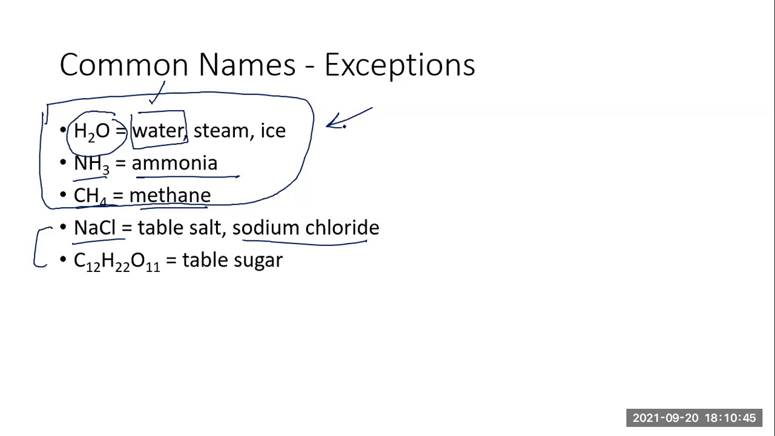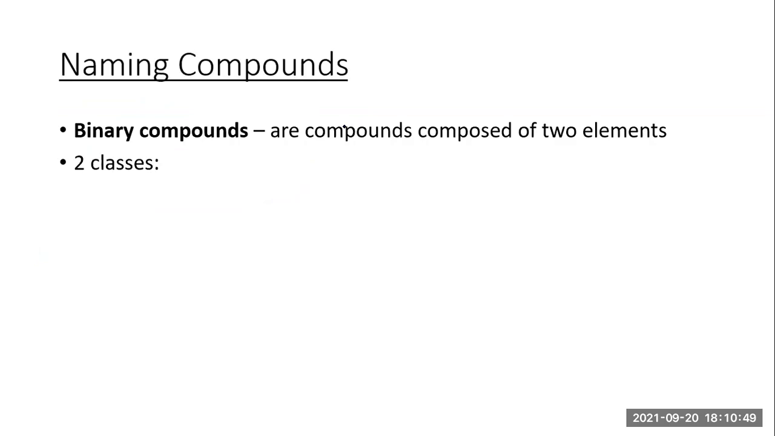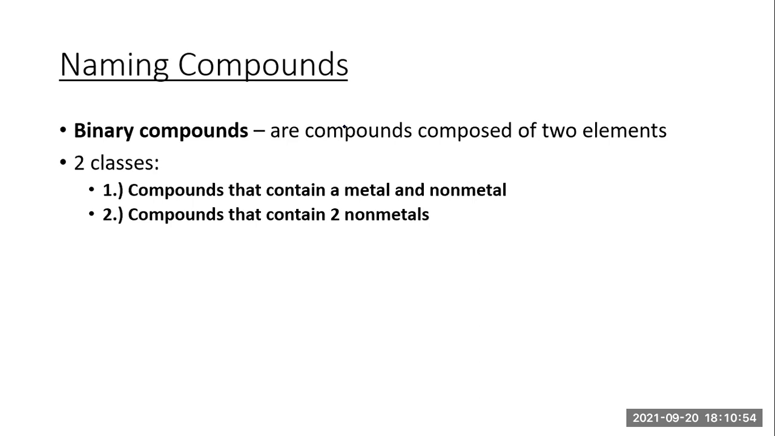We're now going to talk about the other way of naming, the non-common way. So first off, let's talk about the 2 types of compounds we're going to name. They're sometimes referred to as binary compounds, which means they're made up of 2 elements. And one contains a metal and a non-metal.